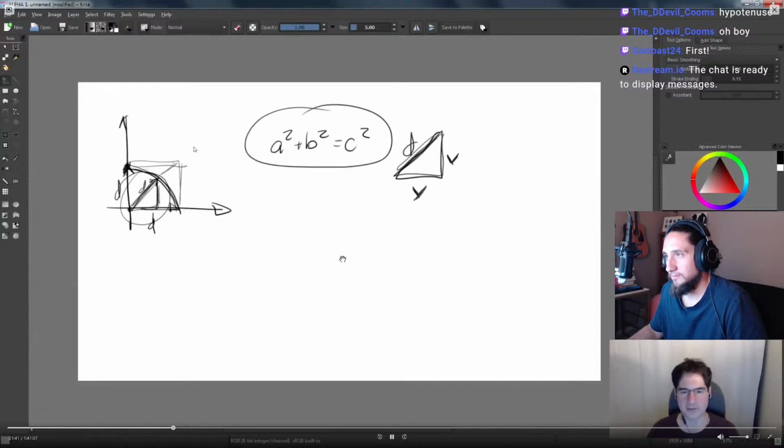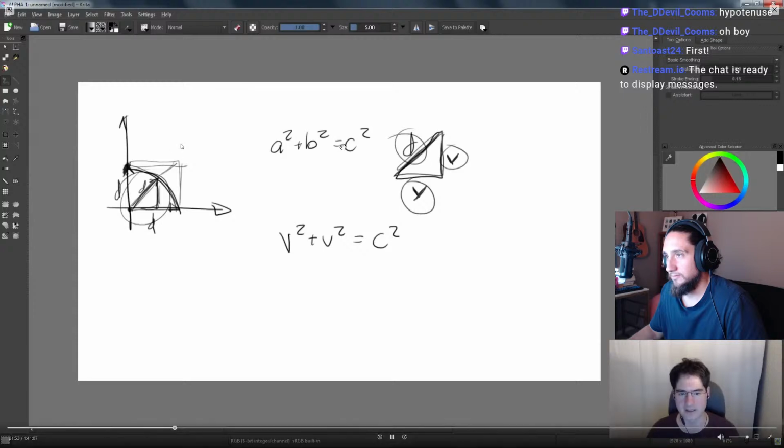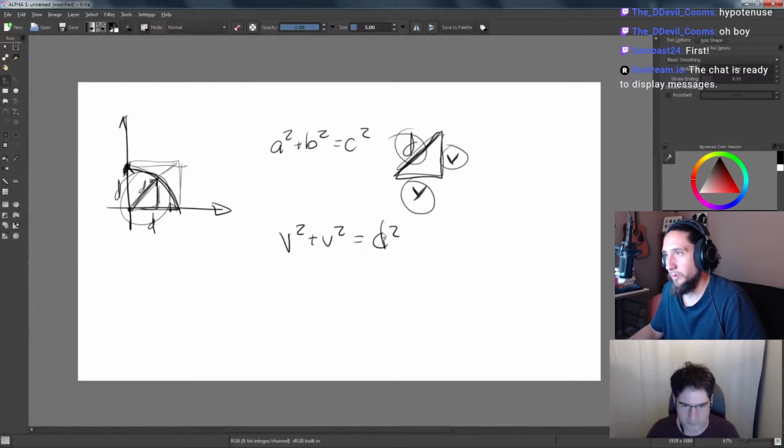I can just use the Pythagorean theorem again, just in the other direction. Before I used it to figure out what D was from the two sides, but I could just do the reverse, right? I can just say, now V squared plus V squared equals C squared, because this is my A, this is my B, and this is my C. It goes back to what he was saying. We just have the same length going in X and Y for both of those vectors, right?